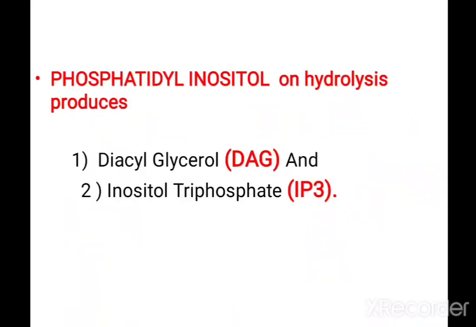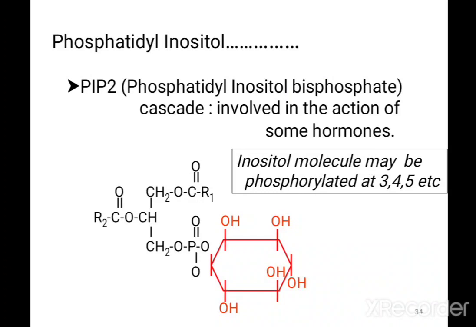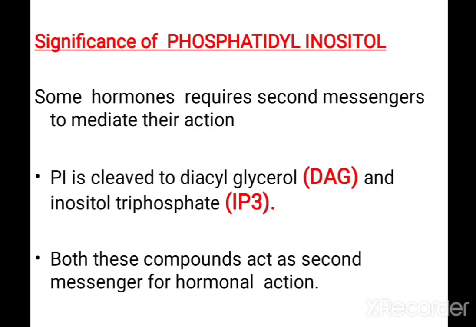Phosphatidyl inositol on hydrolysis produces diacylglycerol and inositol triphosphate. So what is the significance of this diacylglycerol and inositol triphosphate? They act as second messengers for hormonal action. There are certain hormones that have receptors on the cell membrane, and these types of hormones require second messengers. And diacylglycerol and inositol triphosphate can act as second messengers for mediating hormonal actions.